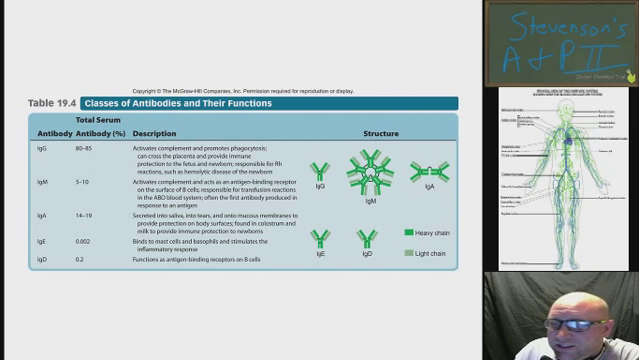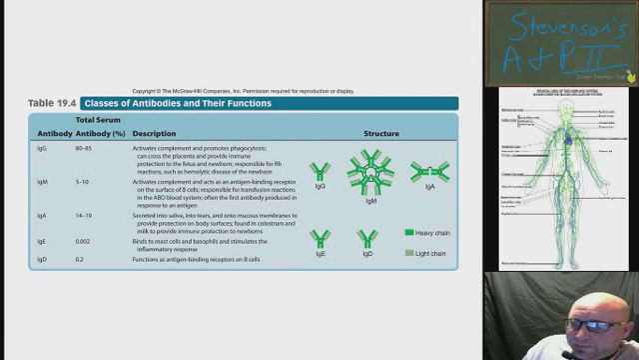IgM makes up between 5 to 10%, and it activates complement. It acts as an antigen binding receptor on the surface of B cells and is responsible for transfusion reactions in the ABO blood system. Remember, IgG would be part of the Rh. IgM is often the first antibody produced in response to an antigen, whereas IgG happens a little later on.